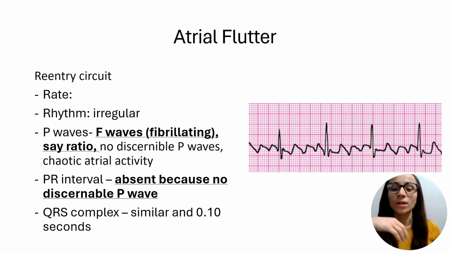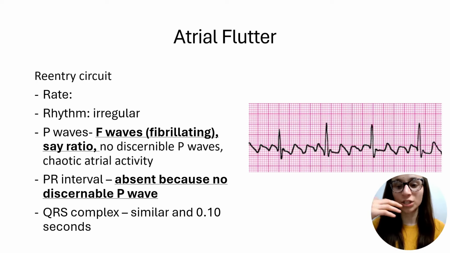And typically someone would say about the ratio. So they would say the ratio of F waves to each QRS complex. So they would say like 4 to 1. So that means that there's 4, or here like 1, 2, 3 for every QRS complex. So it would be a 3 to 1 or something like that.